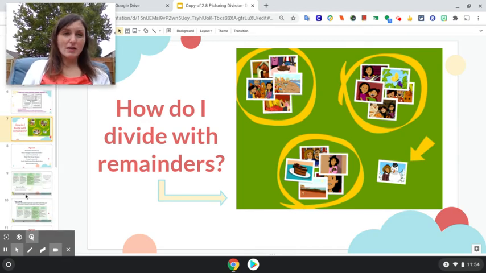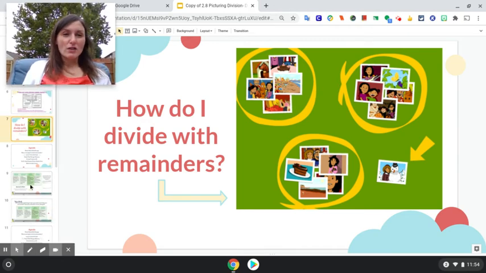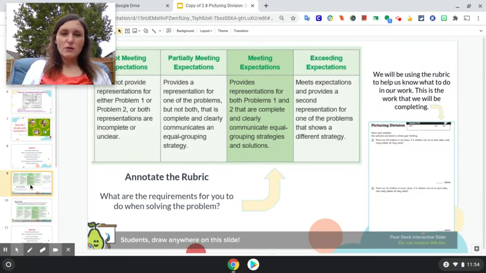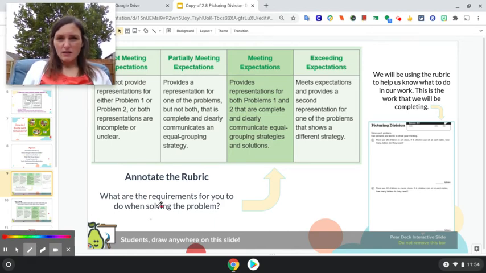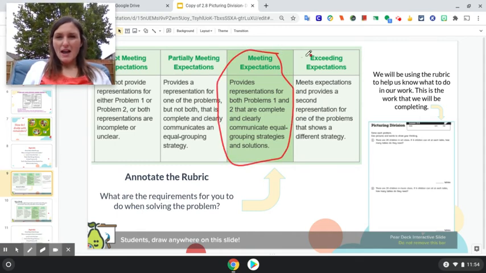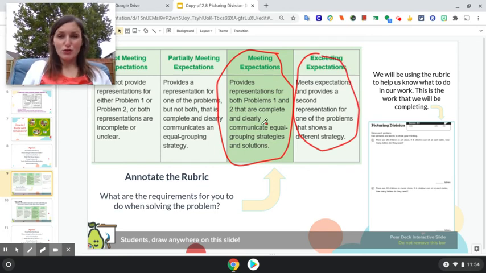Like I said, this is going to be a 2-day lesson where it's going to be a bigger problem to solve, like on iLearn. So we have a rubric we're going to be looking at. This is going to be our criteria rubric. What I'm going to ask you to do here is to annotate this rubric. What things do you need to do? Specifically, I want you to look here at the meeting expectations, really focusing on this part, and the exceeding expectations. Really look, what does it want you to do here?